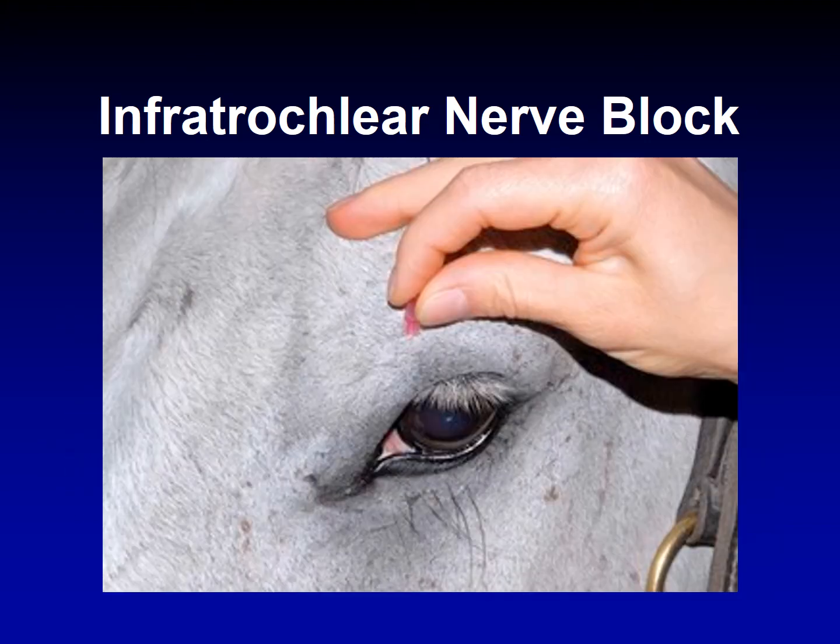Again, you find the trochlear notch around the orbit, and when you palpate that, that is where you put your needle and inject your anesthesia. So we talked so far about 5 nerve blocks.